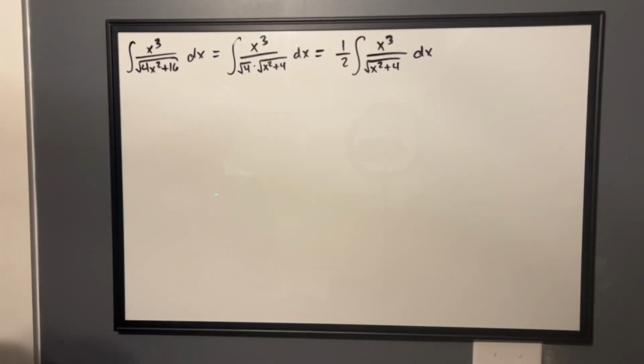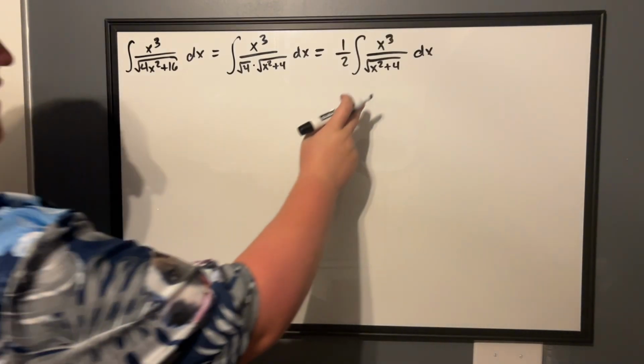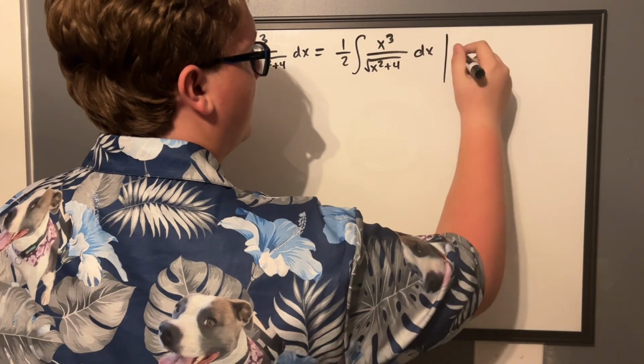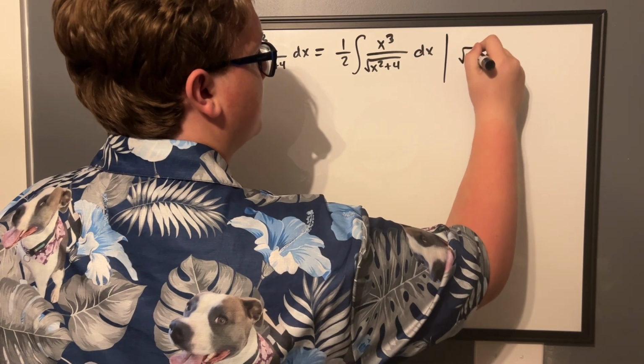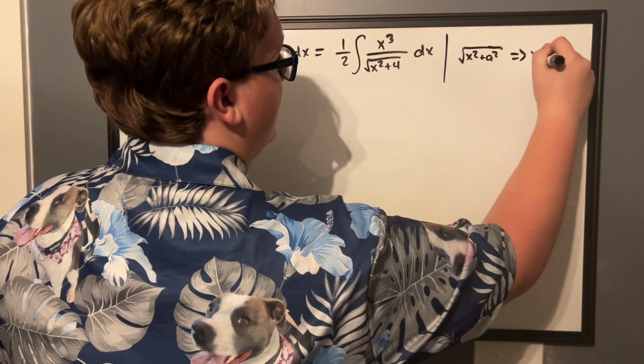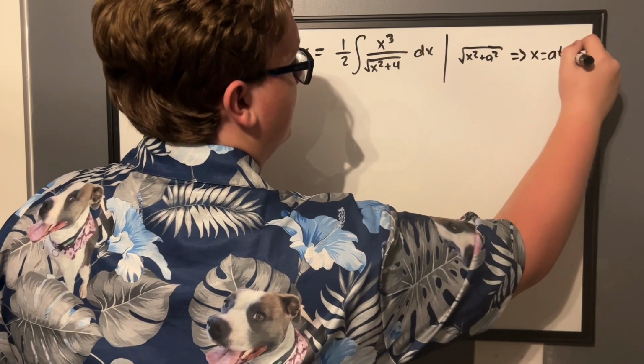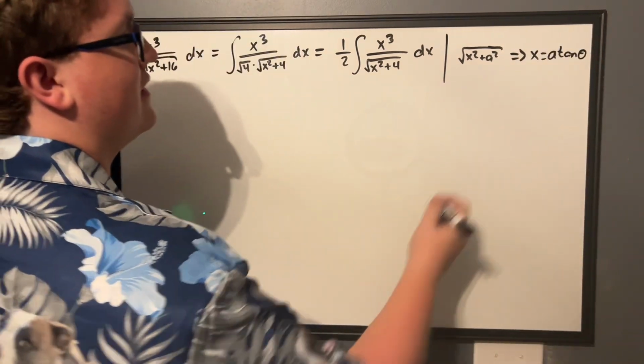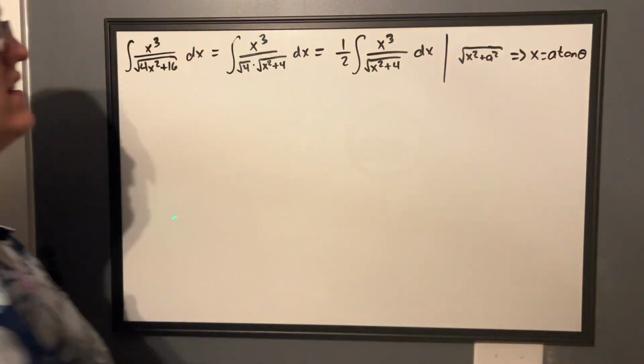So now at this point we're looking more like a normal trig substitution, because in the denominator we have the square root of x squared plus a squared. And what that tells us to do is to let x equal a tangent theta. That's going to be our substitution. We need to choose a tangent theta.